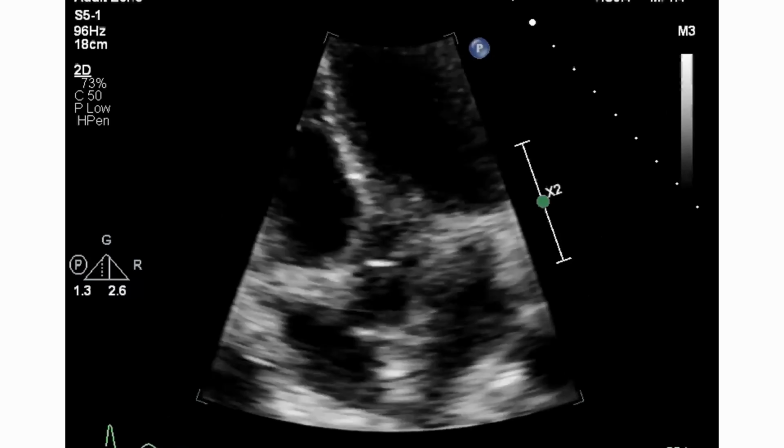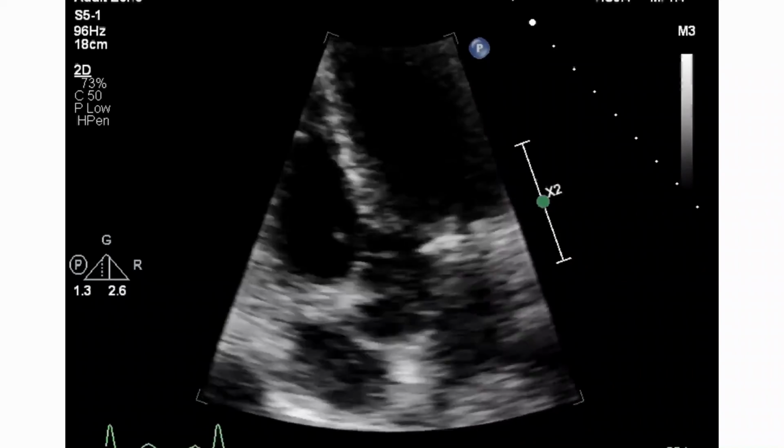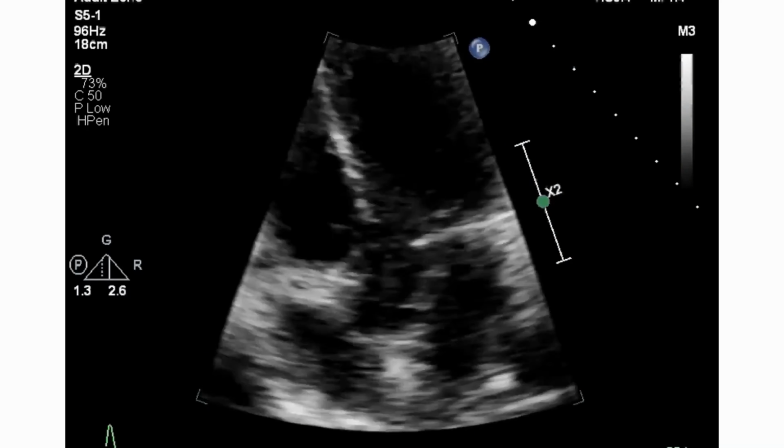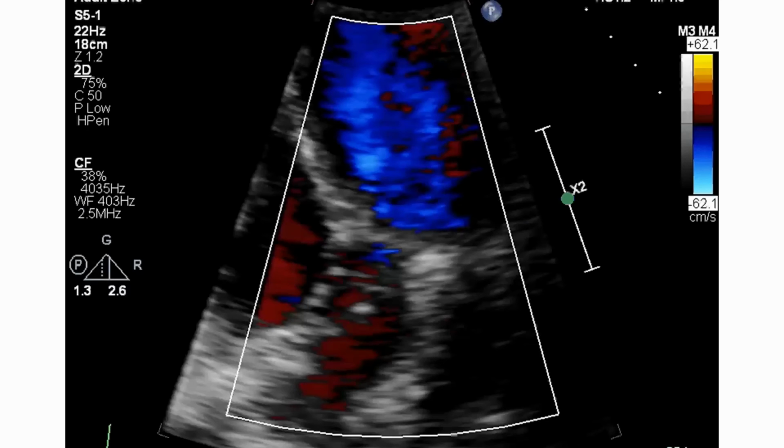Yeah, looks like a sub-aortic membrane in the LVOT. And if you do a Doppler, it would probably suggest severe aortic stenosis, that kind of Doppler profile. Yeah, so you're quite right.